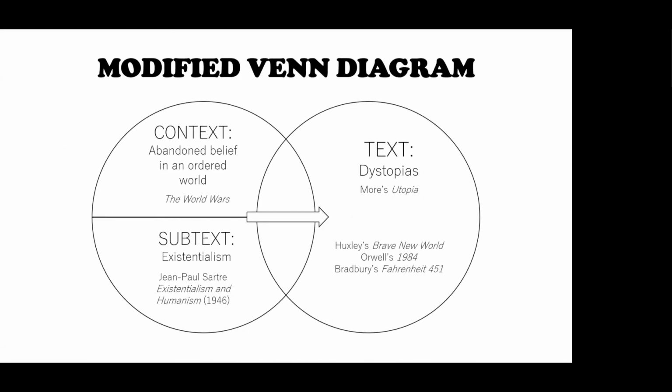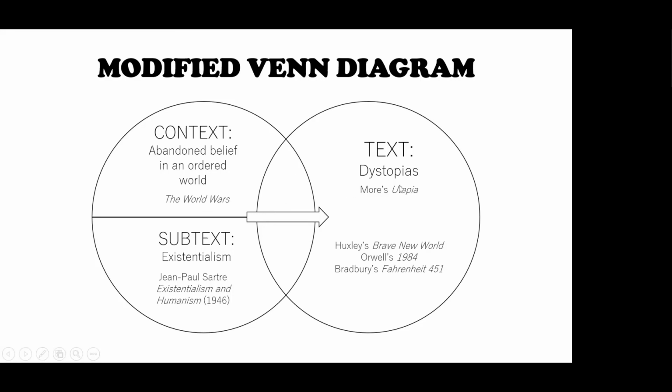So when you're going through your journal, that's really what you're going to be looking at. We start with this context of an abandoned belief in an ordered world. Everything just seems random and chaotic because after the world wars, it doesn't seem like there could be any order to the universe, right? How can these things take place? The subtext of that is existentialism, right? This existential crisis that, okay, if there is no order in the world, if there is no essence that precedes existence, how do we make meaning of things, right?